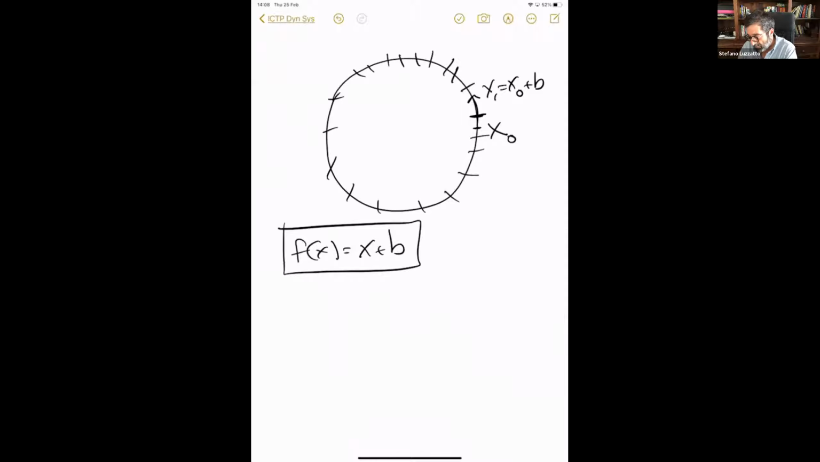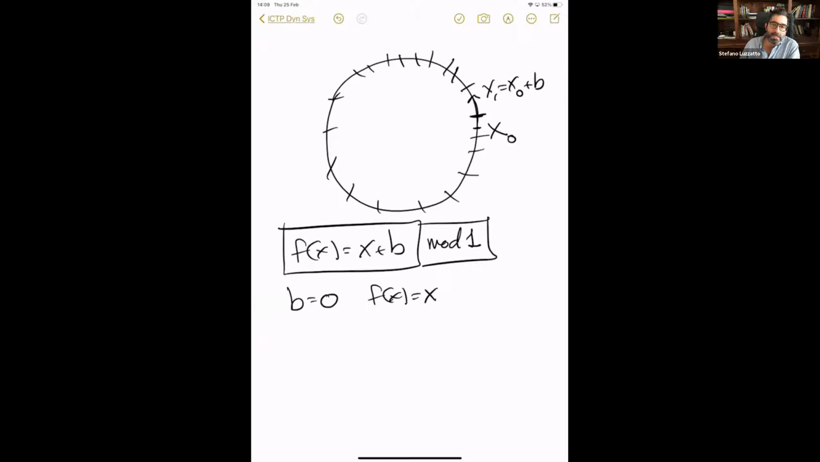So when b equals 0, we already know what happens, right? What happens when b equals 0 in this case? So this would be mod 1. We're going to study this mod 1. Every point is fixed. Exactly. So this is exactly the same as when we looked at the map on the real line. It's just f of x equals x. This is the identity map. Every point is fixed.